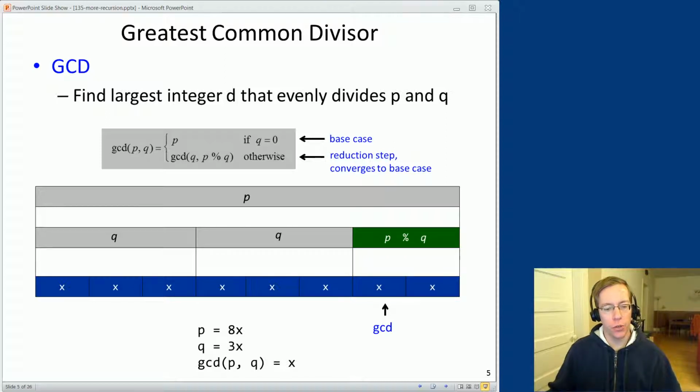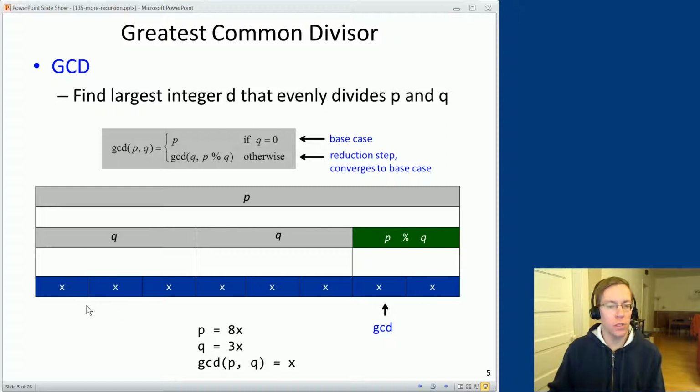This diagram shows the intuition of why this works. Let's say X is our greatest common divisor, and P is 8 times X and Q is 3 times X. If X is the greatest common divisor of both P and Q, you could look at this diagram and say, well, P is divided up into some number of X's, and the X's have to evenly fill that space of the P bar. Q also is an even multiple of X.